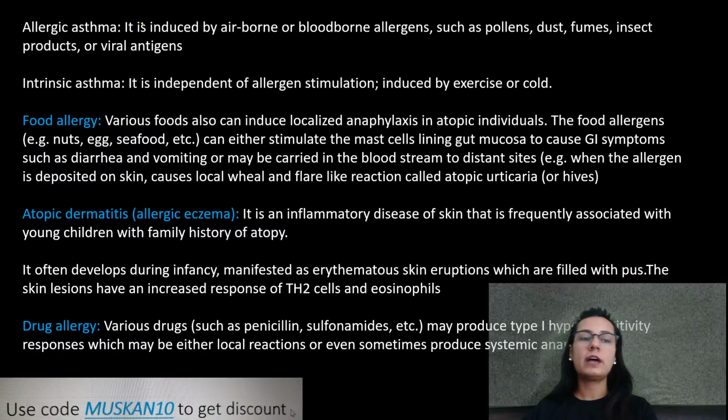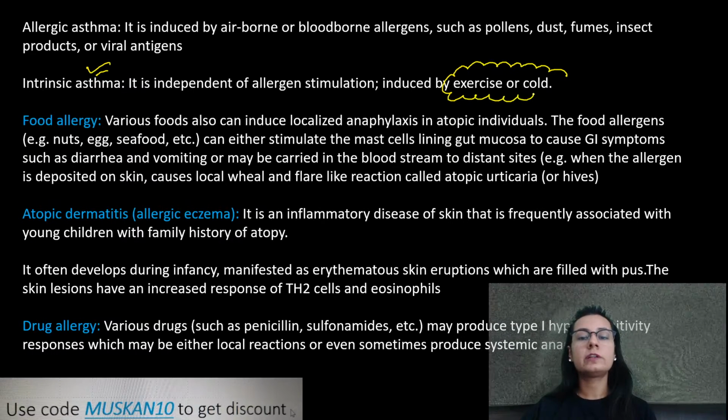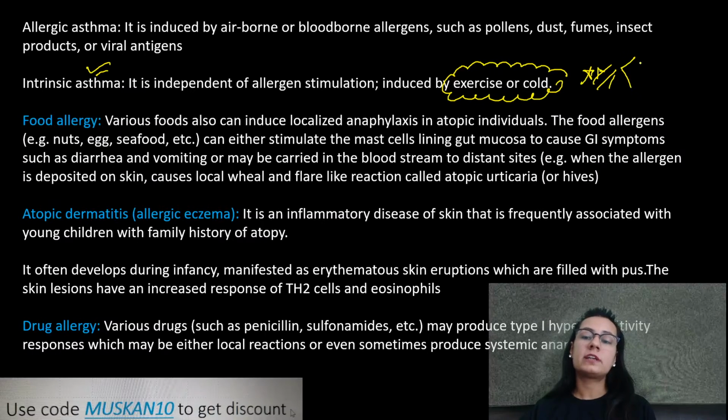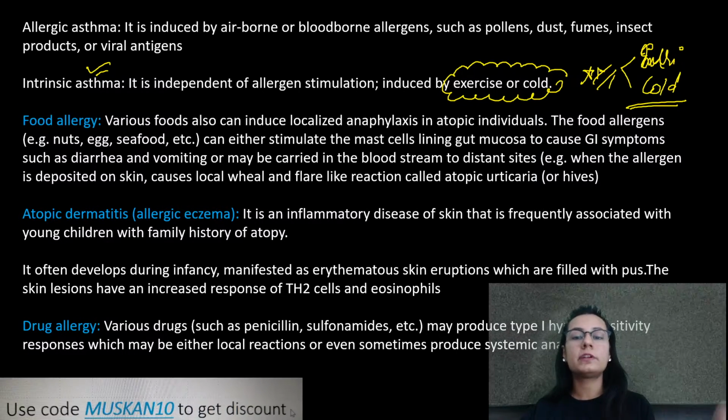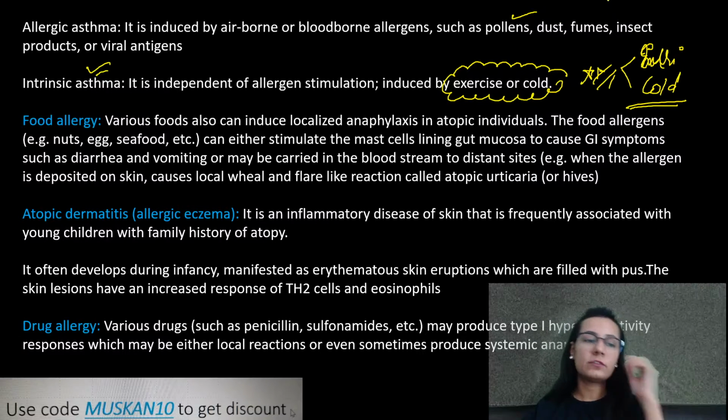And इसके अलावा allergic asthma is induced by airborne or bloodborne allergens, and intrinsic asthma is induced by exercise or cold. This is important to remember. Intrinsic किससे होता है? क्योंकि medicine का question है, intrinsic is by exercise and cold, and the allergic is by extrinsic airborne or bloodborne agents, that is pollens, dust, and fumes.